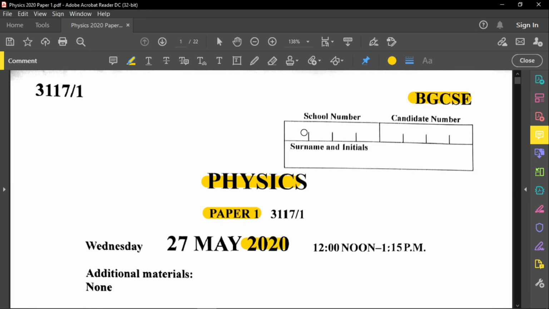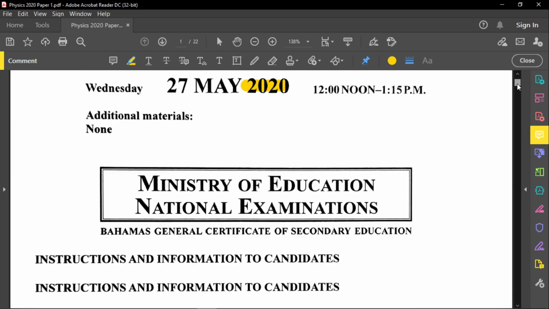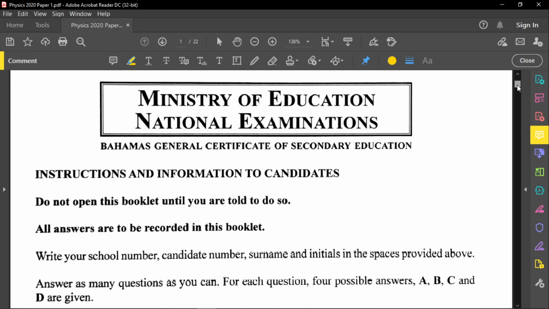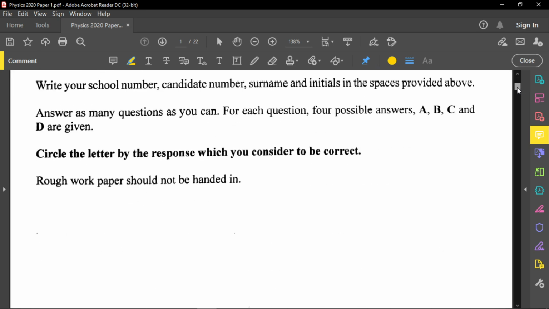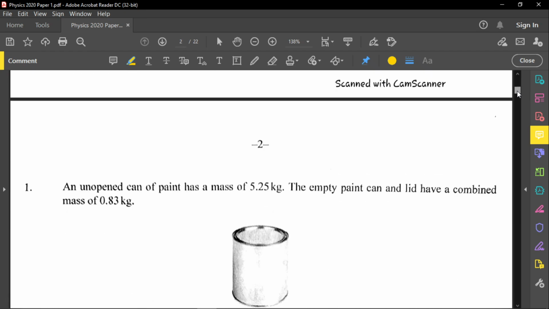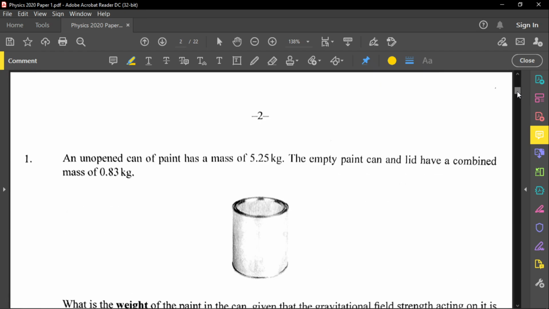Now, again, please remember, always write your school number, your candidate number, your surname, and your initials. Also, please remember to read the instructions carefully and also follow all the directives given by the examiner. Now let's start with our first question.